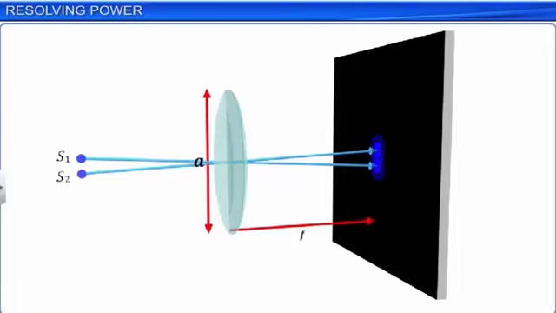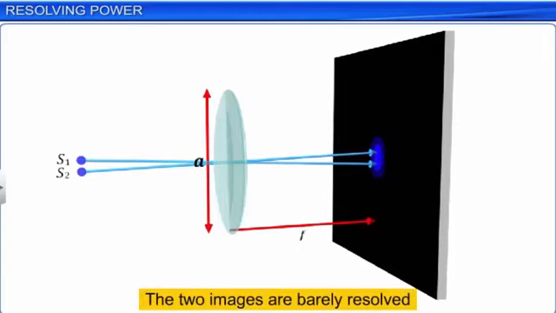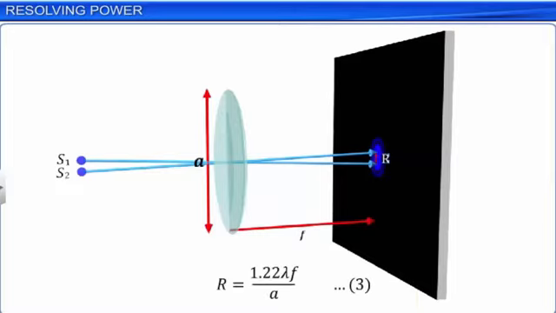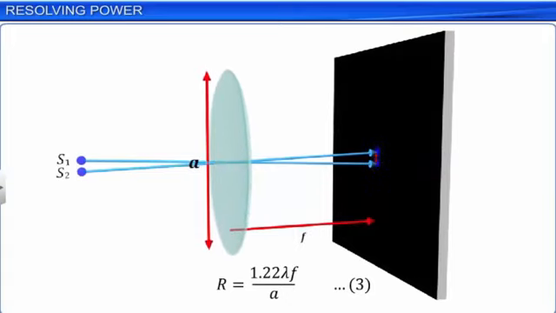Two images are said to be just resolved if the first minimum of one pattern coincides with the center of the other. This is known as Rayleigh criterion. This means that the radius of each bright disk should be equal to the separation between them. But as per equation 3, the radius of the central bright disk is equal to 1.22 λf/A. Hence, increasing the diameter A of the lens decreases the r value and as a consequence increases the resolving power of a lens.